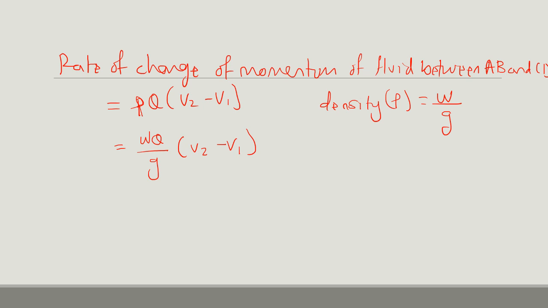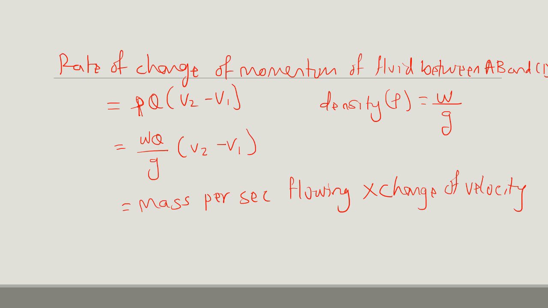If what I did looks like magic, it's not. Please, you can go over it and over it again until you understand it. It is actually quite simple. Basically, the rate of change of momentum of fluid between AB and CD is mass per second flowing multiplied by the change of velocity. Please go over it and over it again until you understand it. Read the textbook, do further research, make sure you understand it, and then go on to the next video.